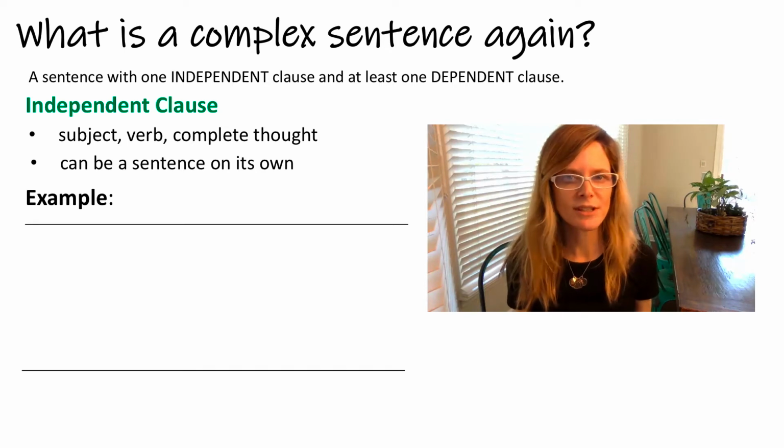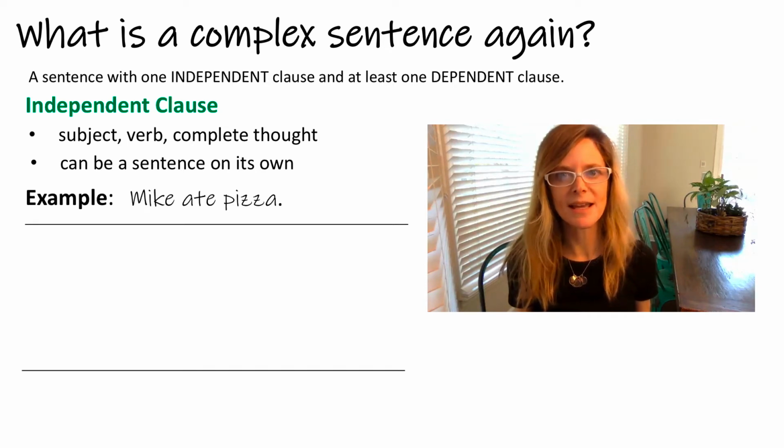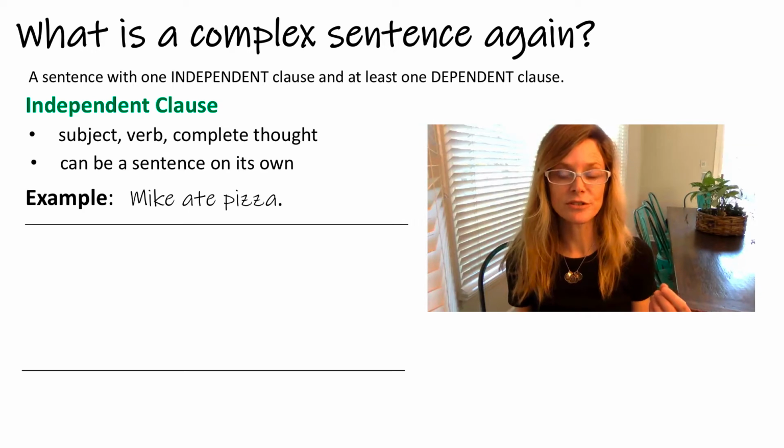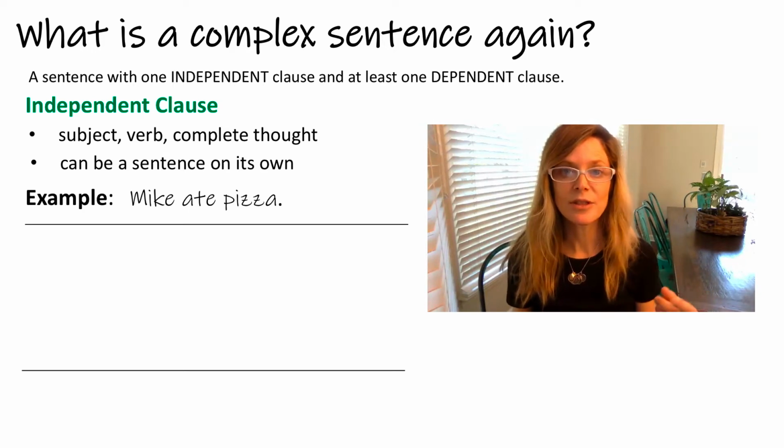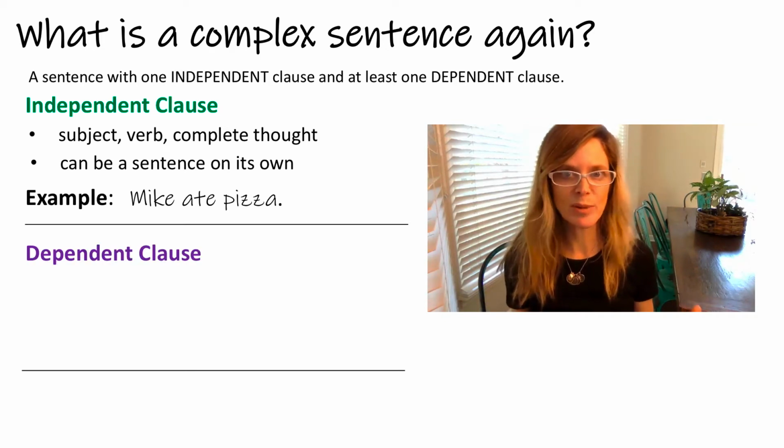Well, let's have an example of this. What about Mike ate pizza? There's the subject, Mike. There's the verb, ate. Ate what? He ate pizza, so it's a complete thought. Mike ate pizza. Let's talk a little bit about the dependent clause.